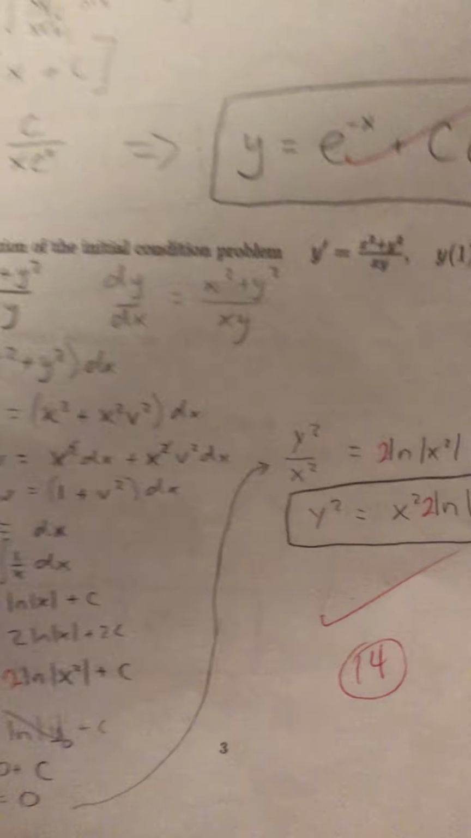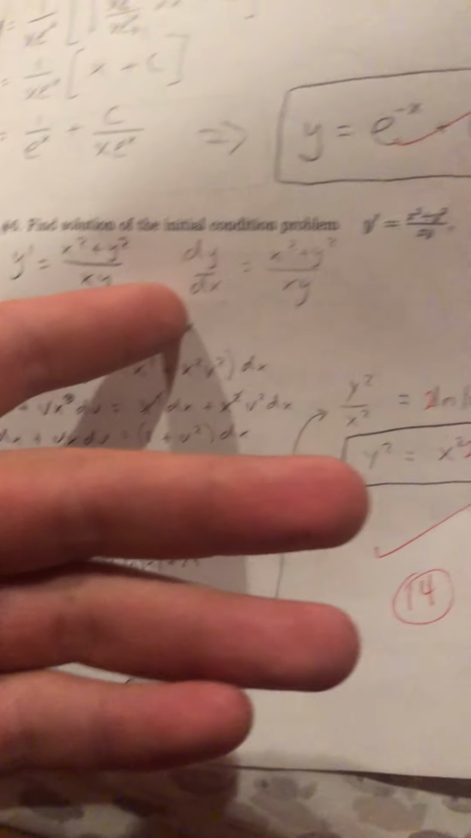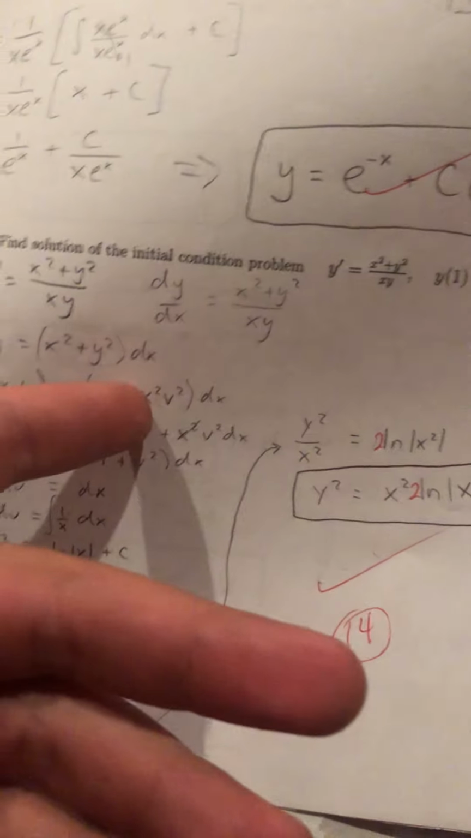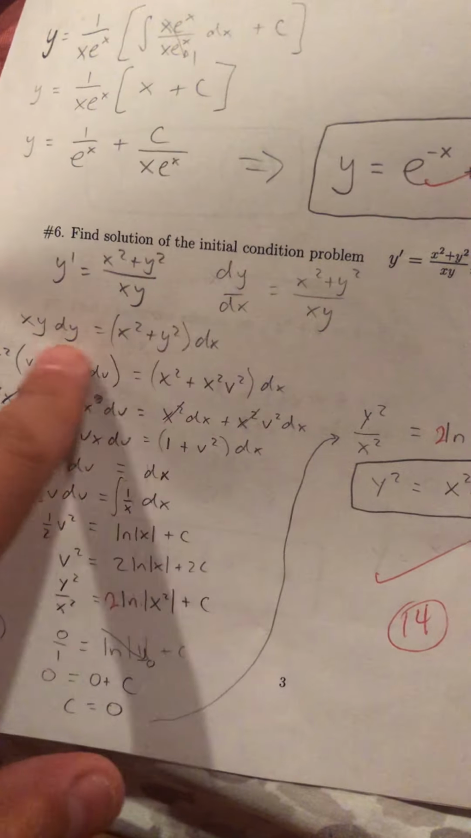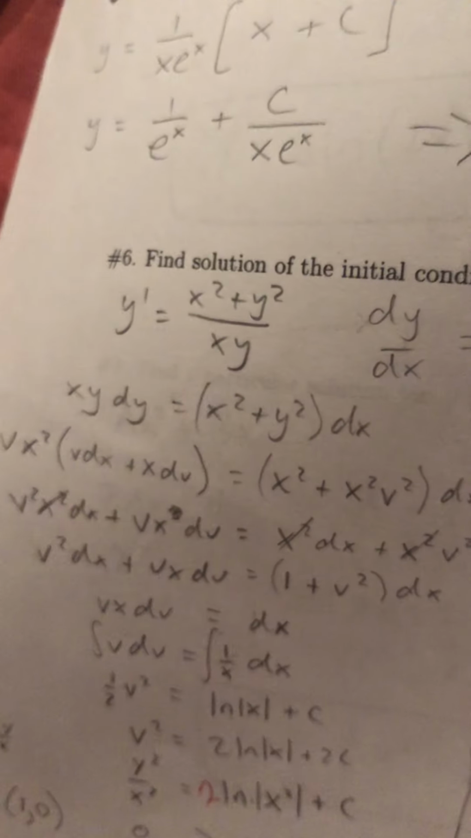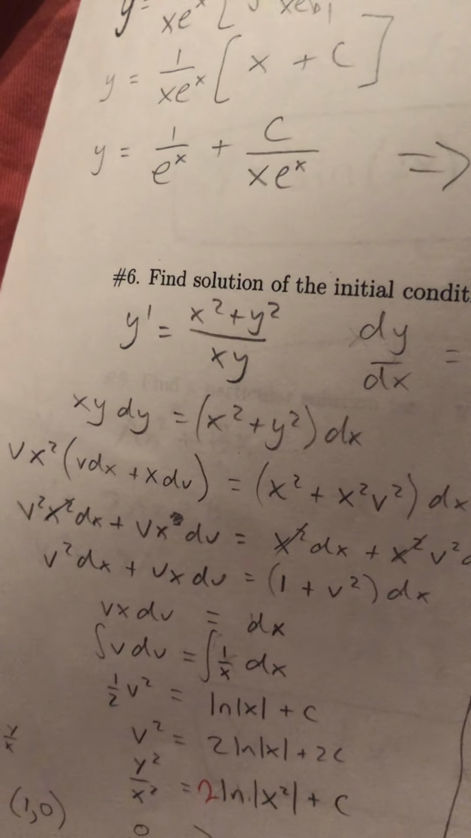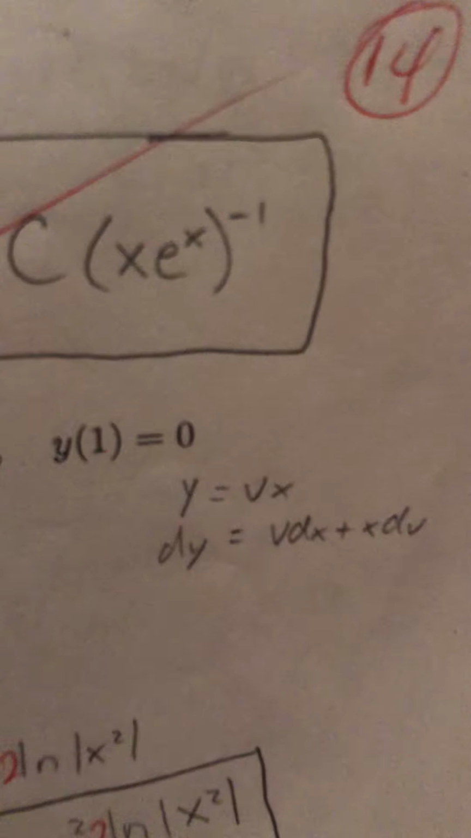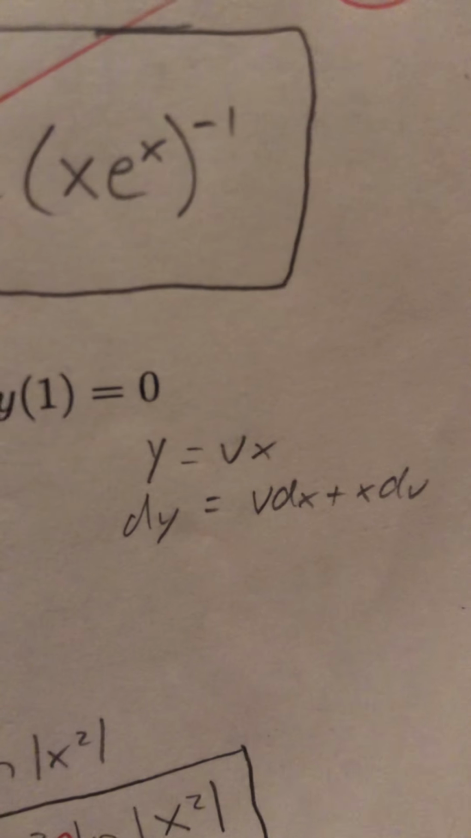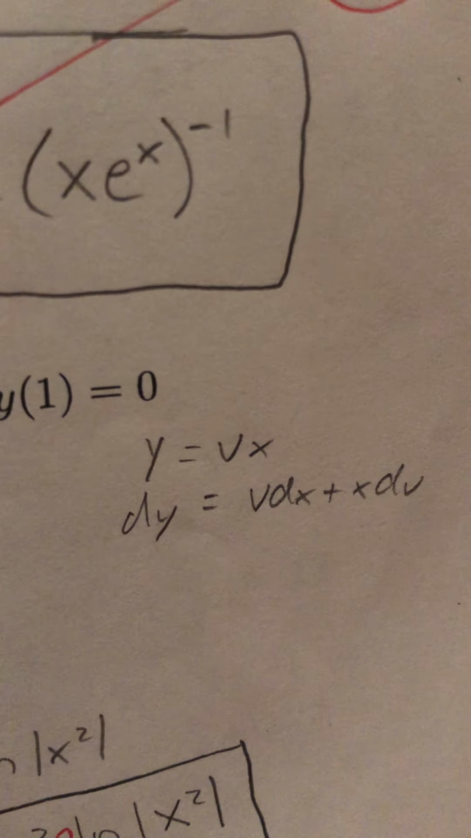I usually check to see if it's separable at that point. So noticing that it's not separable, but it's kind of in that form, you just have to know the substitution. y equals Vx, and then dy is equal to V dx plus x dV.